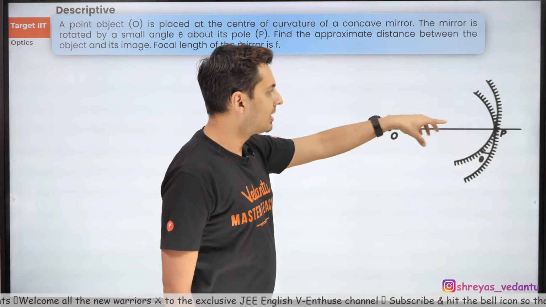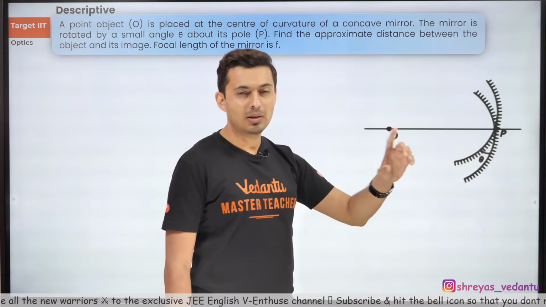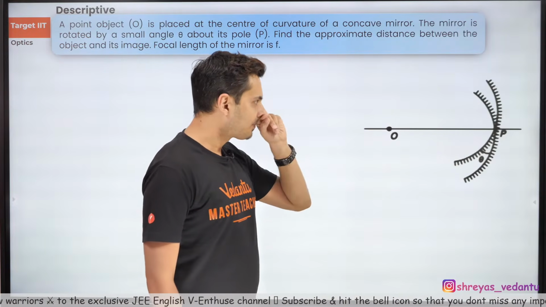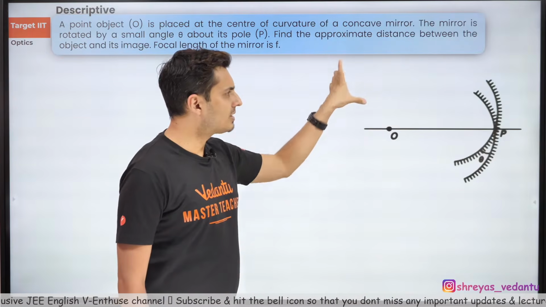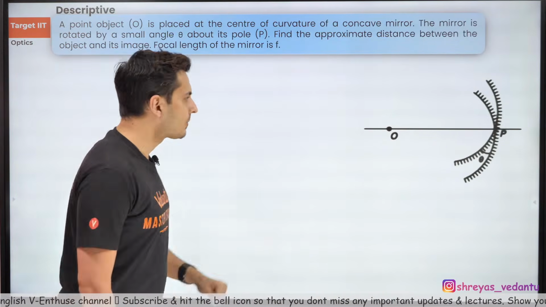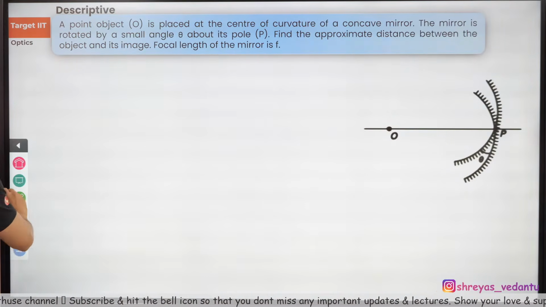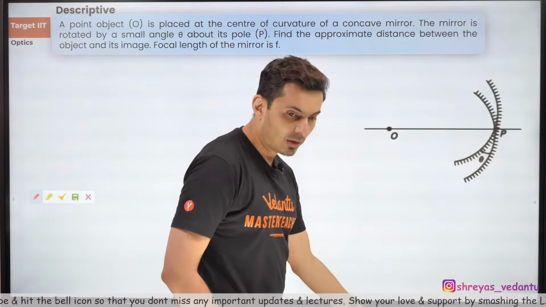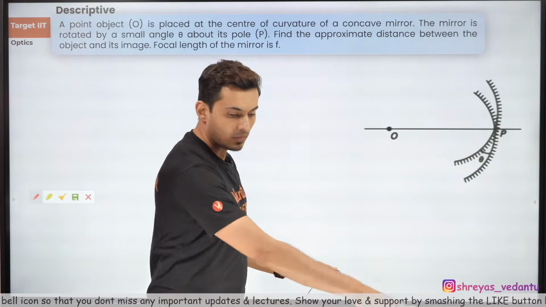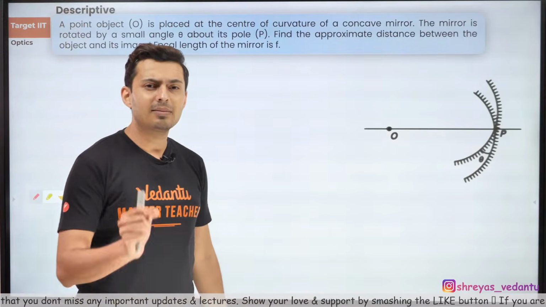So when you rotate the mirror, the old mirror and the new mirror both are shown. How will the things change? The image will be formed somewhere else. What's the distance between the image and the object? Okay, one thing you should know, guys, that for a concave mirror, if you have an object at the center of curvature, where is the image formed?